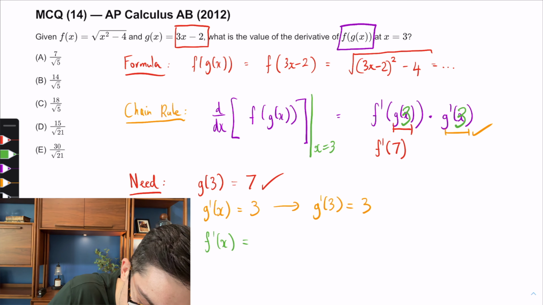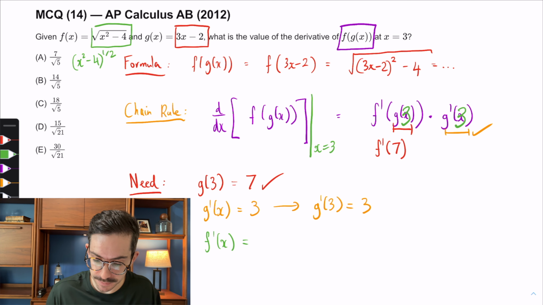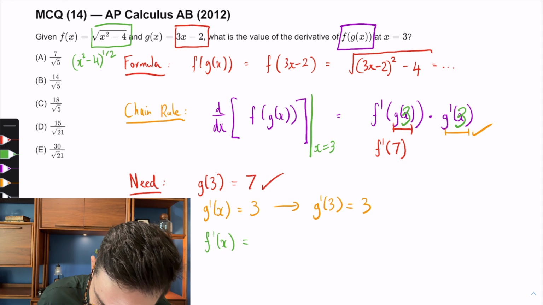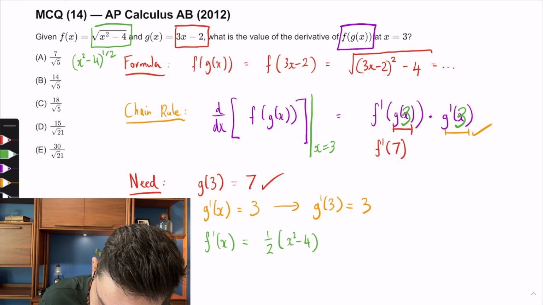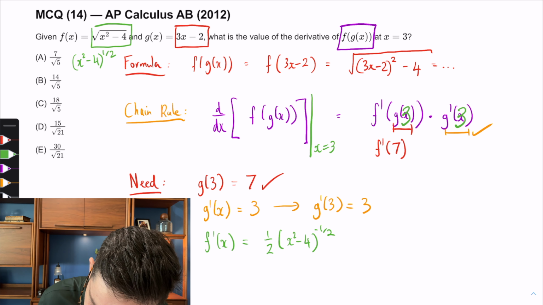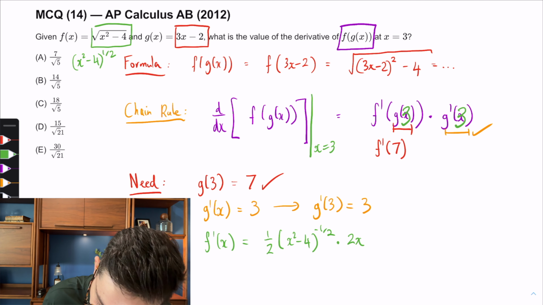So if I look at my rule for f of x, it's right here. I can think of that as x squared minus 4 to the 1/2. I need to take a derivative. This is also a composite function, so we'll also need the chain rule right here. So I will get the derivative of the outer function, which is 1/2 bracket to the minus 1/2, times the derivative of the inner function, which is 2x.